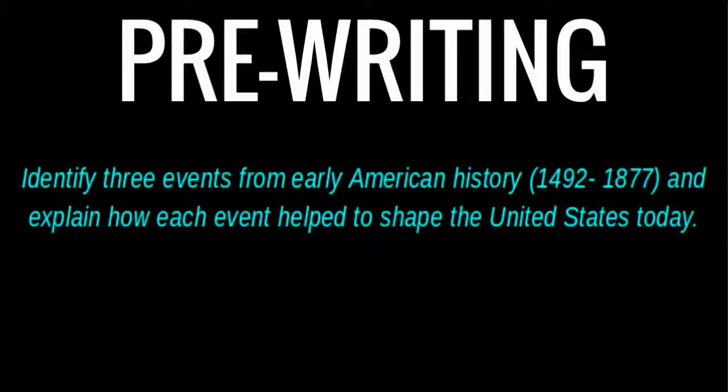The first step in the pre-writing process is to read the question or the prompt. The prompt we are answering today is: identify 3 events from early American history and explain how each event helped to shape the United States today. It's important to read the question because this will guide your writing.